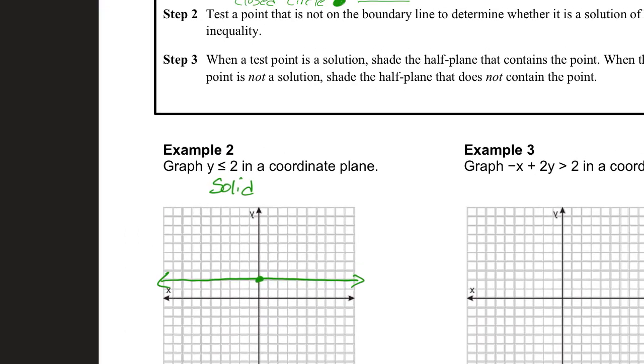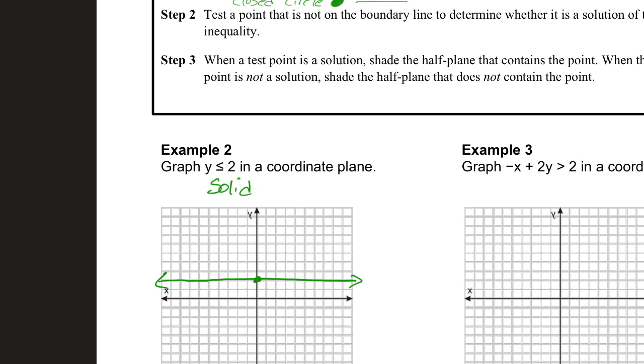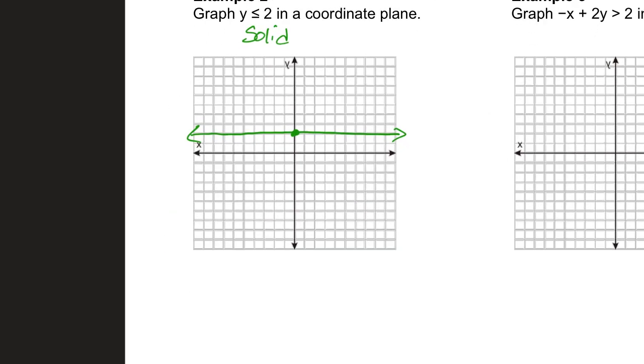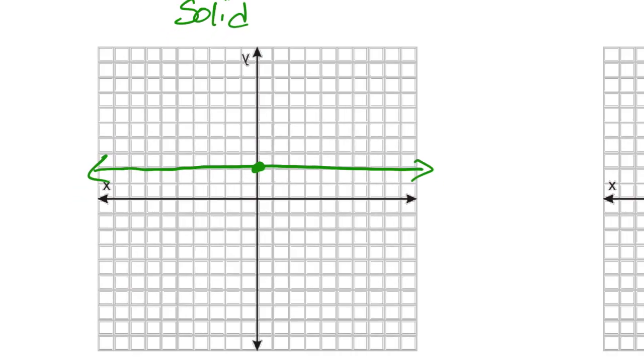And then when it says to test a point, I would say try 0, 0 first. And then if that doesn't work, because 0, 0 is on the line, pick something with really easy numbers like zeros and ones. So let's go right here. What I like to do is put a little point on this where I'm testing. I'm testing right there. So I'm testing 0, 0.